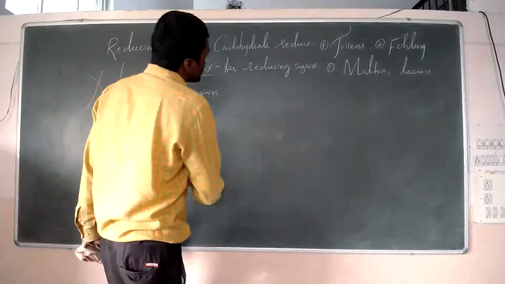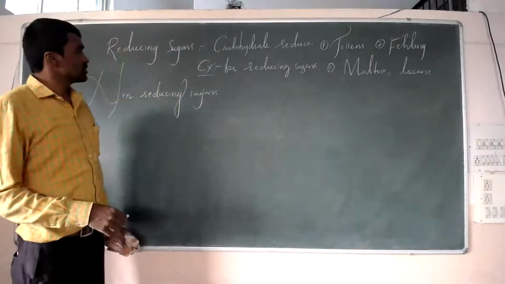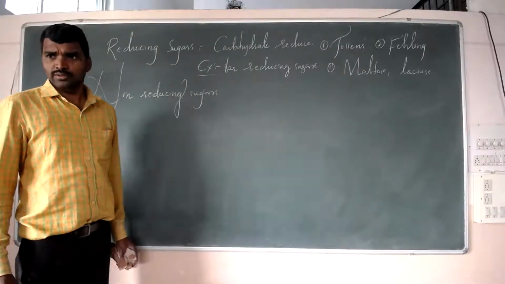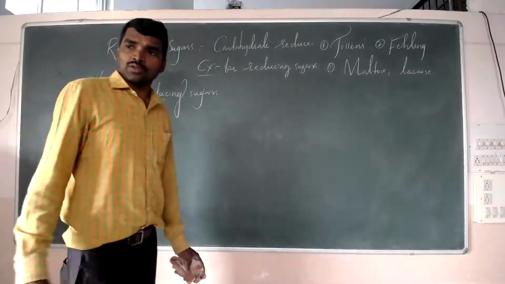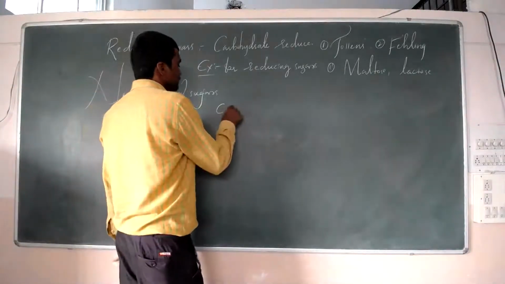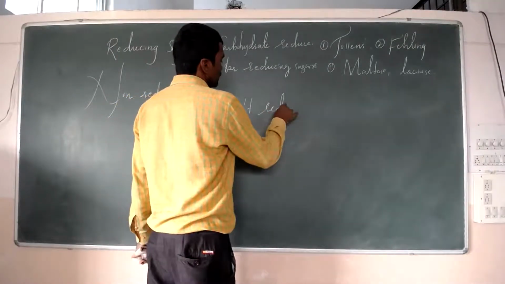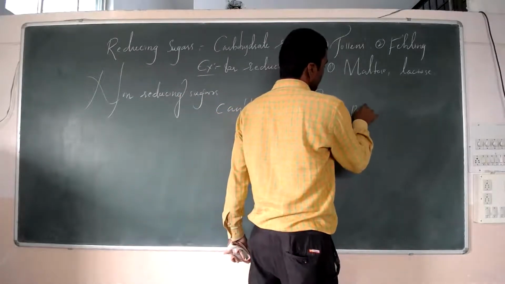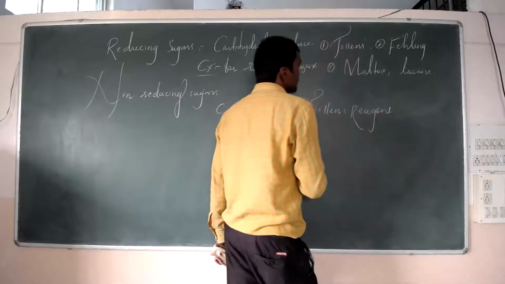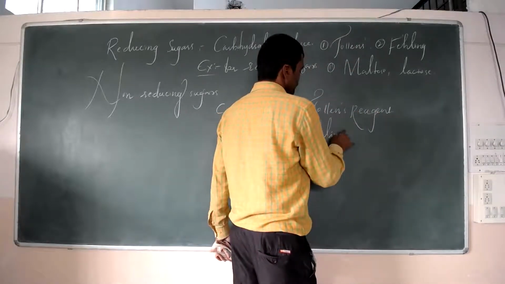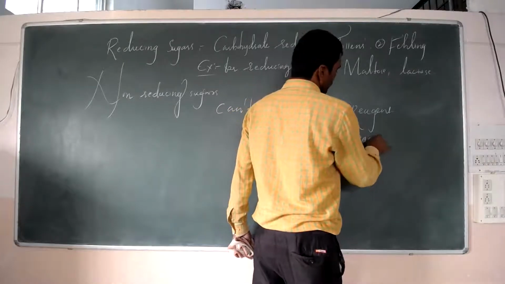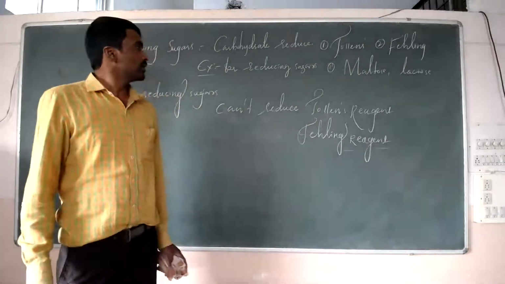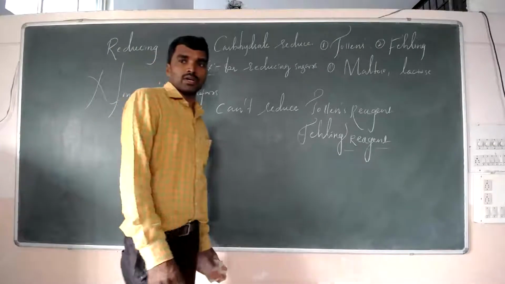So non-reducing sugars means those are the sugars that cannot reduce Tollens reagent as well as Fehling's reagent. Cannot reduce. So these are non-reducing sugars.